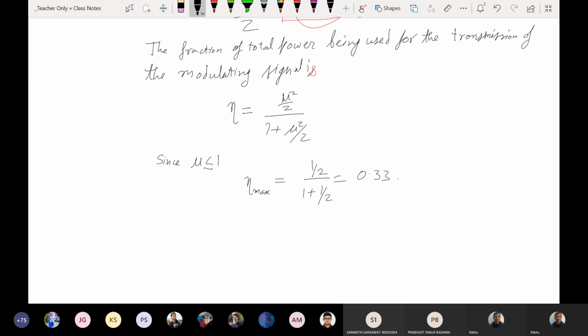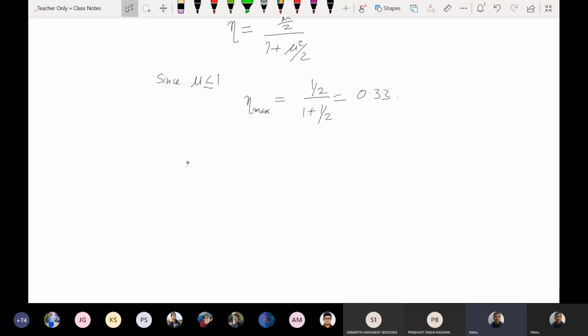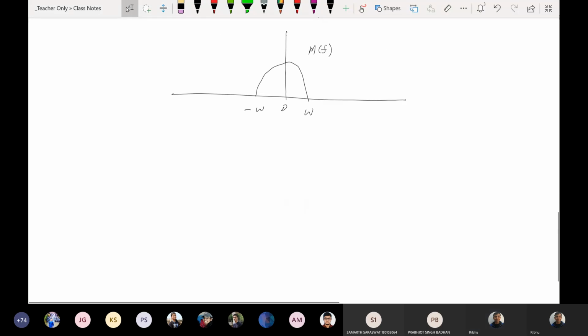So the maximum efficiency of this thing is 33%, which is not good. So this is wasteful on power. The other thing is that, sorry, this should be symmetric. So this is the time domain signal, and I want to send this.